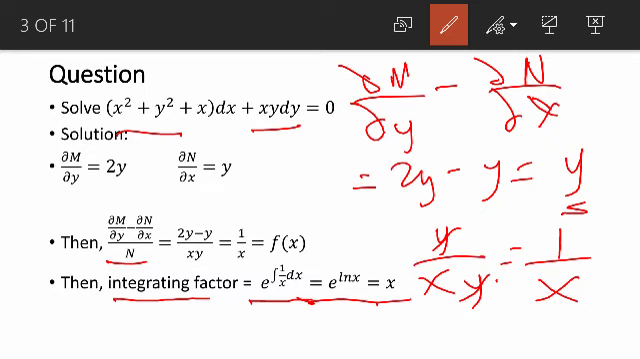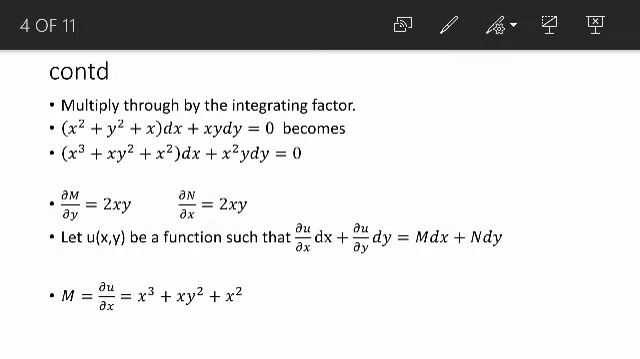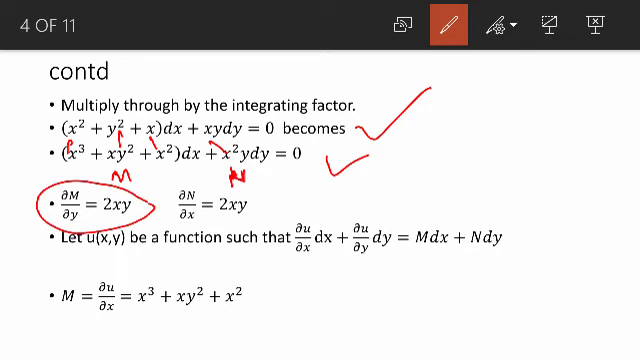The next step is to multiply your original equation through by that integrating factor x. After multiplying by x, we got this: x squared becomes x cubed, y squared becomes xy squared, x becomes x squared, and xy becomes x squared y. Now this becomes our M and this becomes our N. You can see that the partial derivative of M with respect to y gives us 2xy, and the partial derivative of N with respect to x gives us 2xy, which are equal, so the equation is exact.